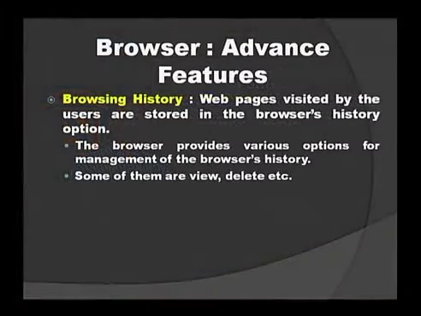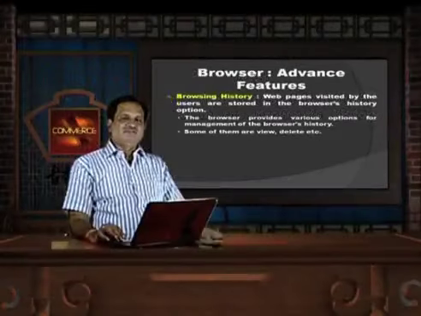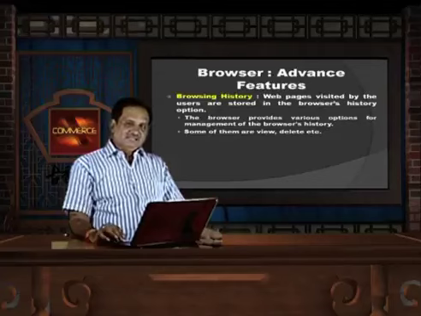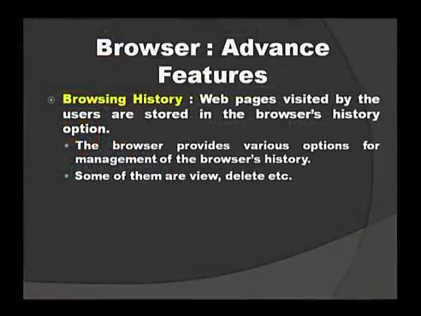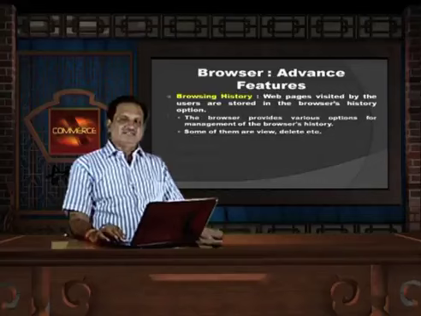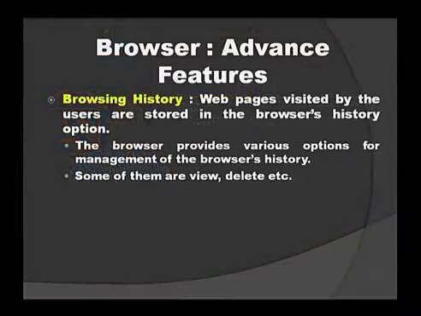Browser history. When we are using a browser application, naturally we see a series of many websites again and again. So these already viewed websites are stored in the browser history option of the web browser. Web pages visited by the user are stored in the browser's history option. The browser provides various options for management of the history. Some of them are view, delete, etc. That is, we can view the history we have already seen, and we can delete various URLs available in the history.